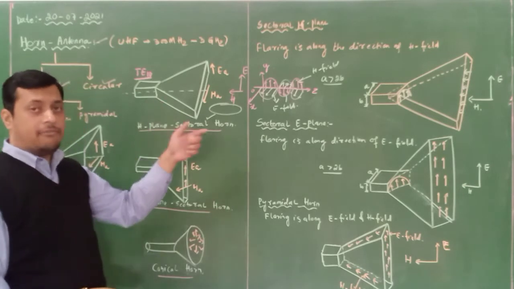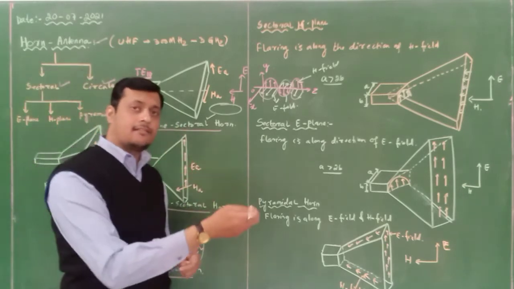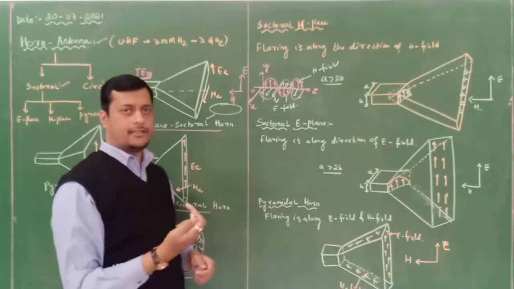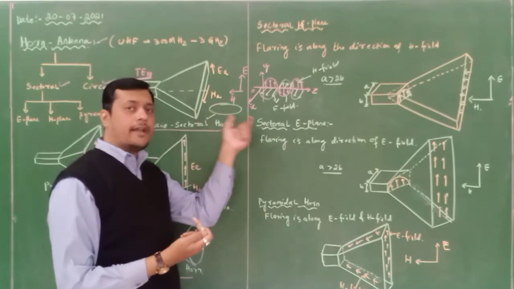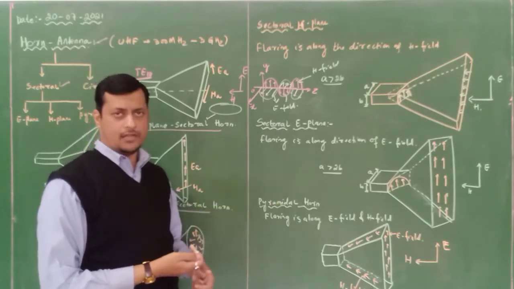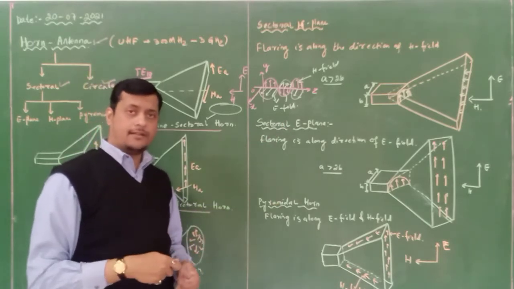But if my flaring angle is in the direction of magnetic field, so the magnetic field is horizontal in nature, then I will say it is called H-plane sectoral horn antenna. Okay, but the pyramidal horn antenna is one more.